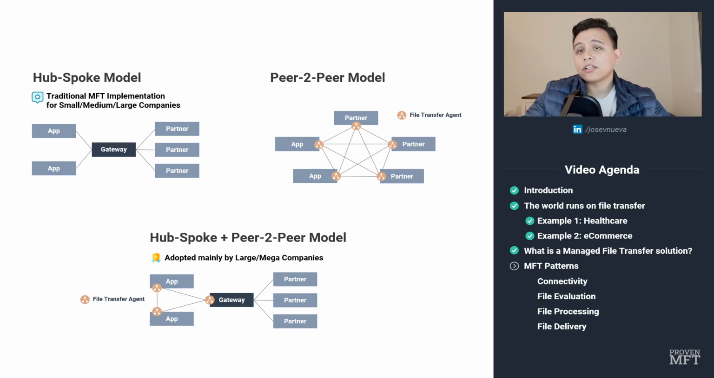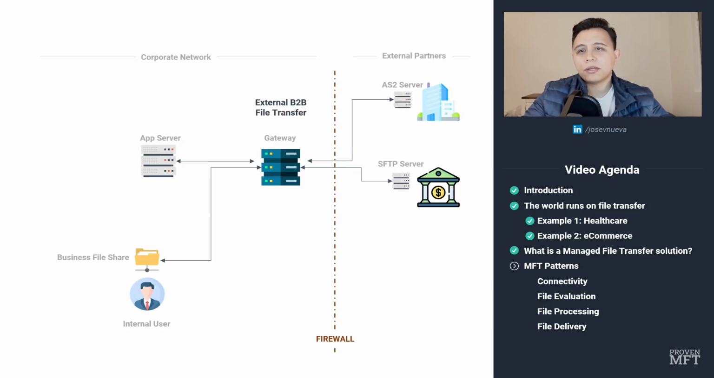You may have heard of file transfer gateways or file transfer agents. These applications are employed to solve specific file transfer patterns. I think it's worth looking into those patterns now. The first pattern is external B2B file transfer. This pattern depicts the need for secure file exchange between internal department file shares, servers, applications, and external partners, clients, banks, and regulatory agencies, to name a few.